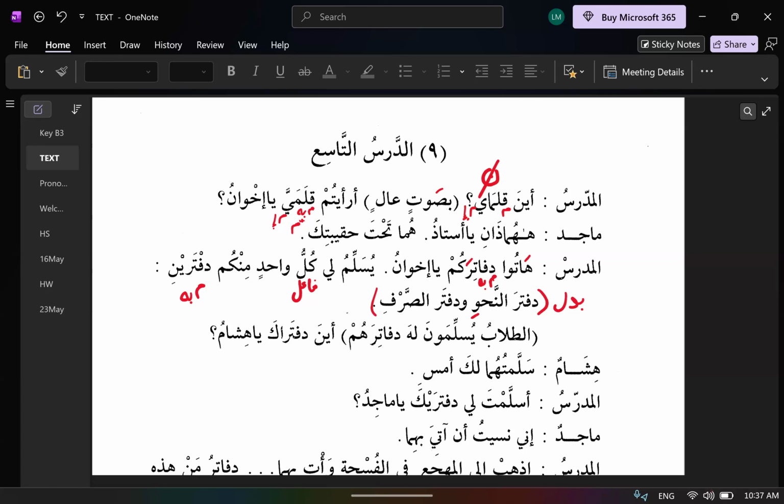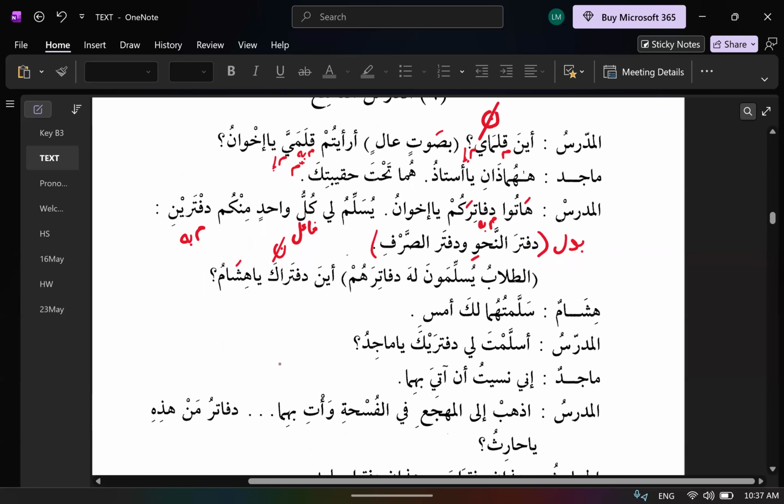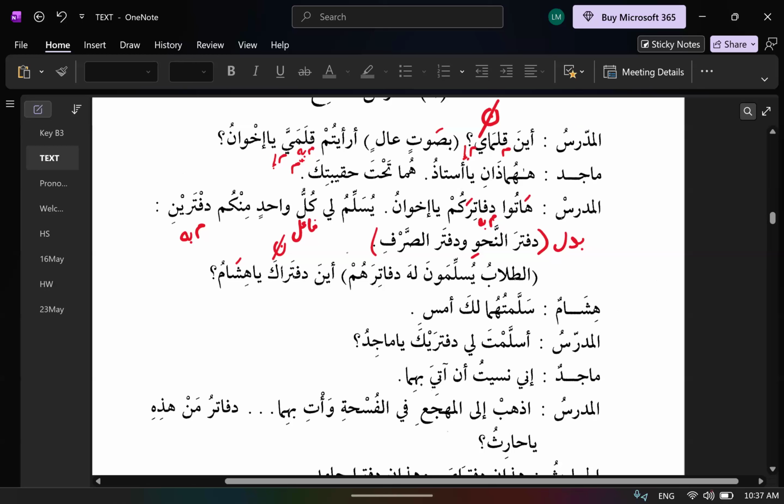At-tulabu yusallimuna lahu daftarahum. So the students hand over to him their notebooks. Aina daftaraka ya Hishamu. So where are your two notebooks, O Hisham? Daftaraka. So noon has been dropped over here. Your two notebooks. Hisham says, Sallamtu huma laka amsi. I handed over to you yesterday.